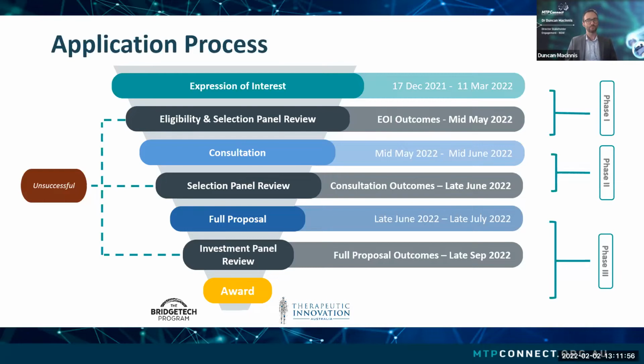The application process will be familiar to many of you who've applied for MTPConnect funding in the past, and it is this multi-stage process. The first stage is an expression of interest, which is submitted as an EOI, obviously, which are then checked for eligibility and reviewed by the selection panel. The purpose of the EOI is to be succinct enough, not overwhelmingly burdensome on the applicant, but provide enough opportunity to understand whether the program should go to the consultation phase.